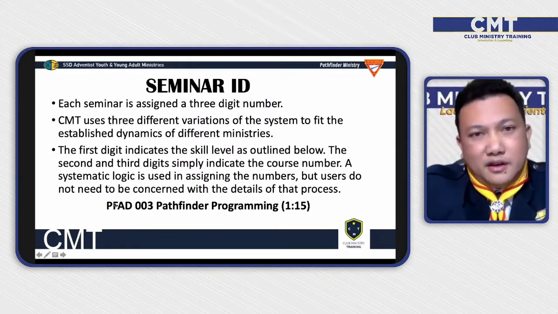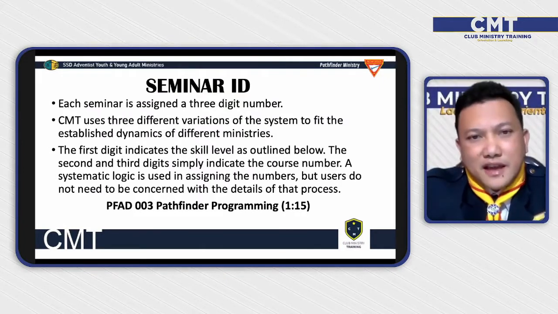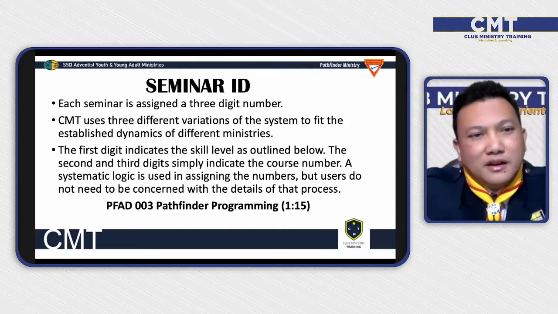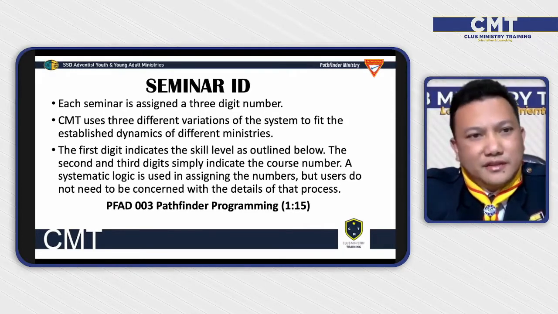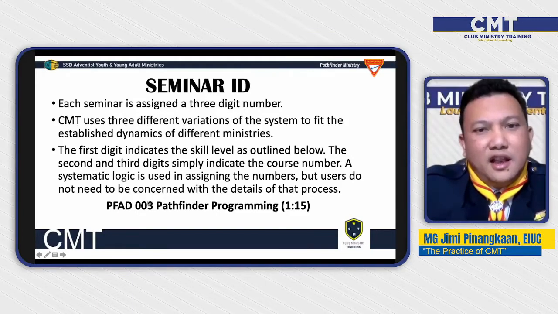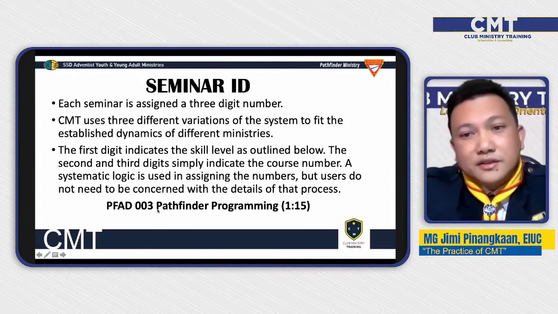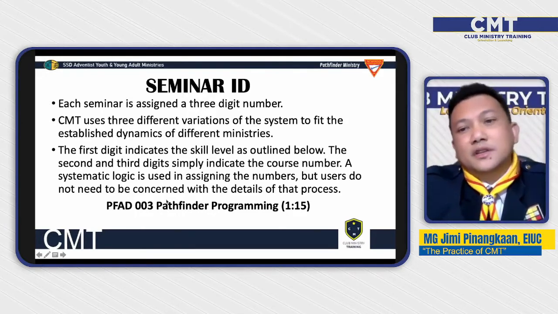And there is also a seminar ID, and each seminar is assigned a 3-digit number. And CMT uses 3 different variations of the system to fit the established dynamics of different ministries. So like this one, the first digit indicates the skill level of the outline below, and the second and the third digit simply indicate the course number. A systematic logic is used in assigning the numbers.